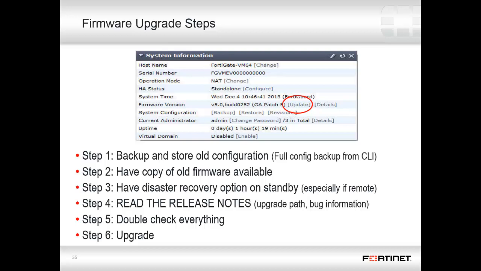Step 3. Make sure you have a disaster recovery option on standby. The FortiGate is a security appliance, so if anything goes wrong in the upgrade, there is no backdoor. It's the console port. This doesn't mean you need to be on-site to do an upgrade, but it means you'll need to be aware that you might need to get on-site or get someone on-site if something goes wrong.